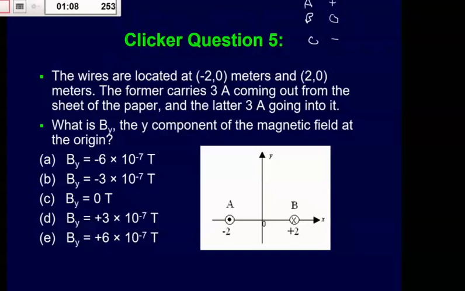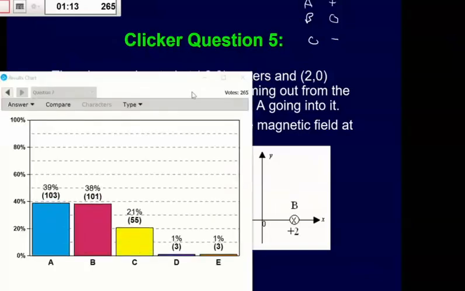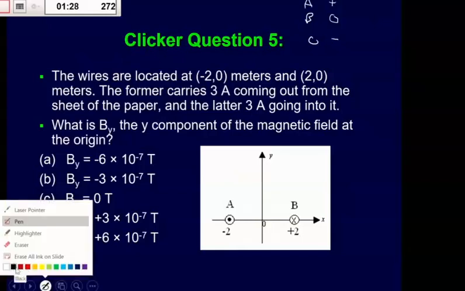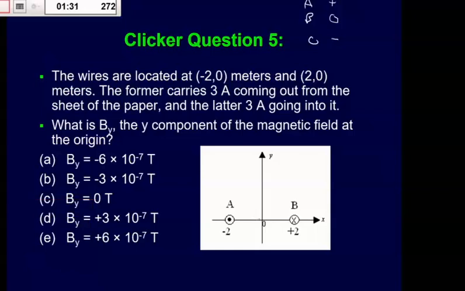Okay, so let's look at our responses. Again, kind of mixed up. A bunch are thinking it's positive, a bunch are thinking it's zero, and a little bit thinking it's negative. So let's draw ourselves pictures here. If you remember, the magnetic field makes a circle. Here's the circle for that one, and here's a circle for that one. We have to look at this picture and find out which way those circles are pointing. We're talking about a point at the origin.